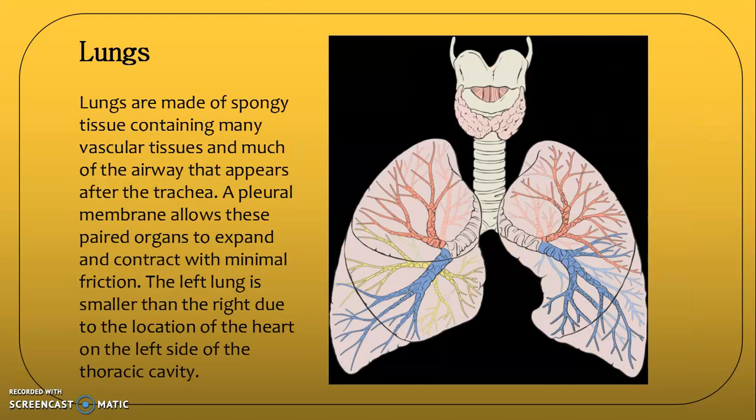And then we have the lungs. Lungs are made of spongy tissues containing many vascular tissues and much of the airway that appears after the trachea. A pleural membrane allows these paired organs to expand and contract with minimal friction. The left lung is smaller than the right due to the location of the heart on the left side of the thoracic cavity.